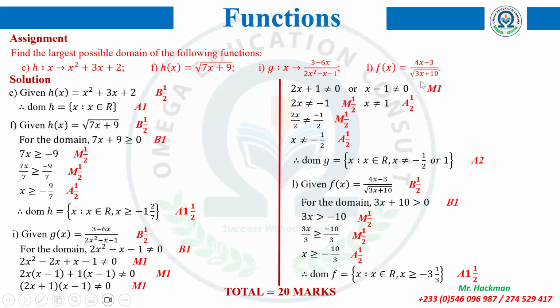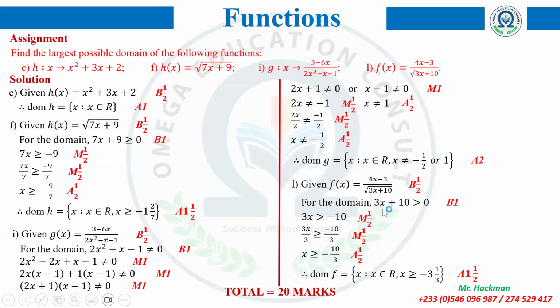So for the domain, your radicand here should be greater than, really greater than, forgive me, 0. It cannot be equal to 0. So if immediately you bring equal to 0, you are doomed. Please take note. Immediately you write 3x plus 10 is greater than or equal to, once you introduce the equal to, you are done. Please take note. You are going to lose the entire marks.